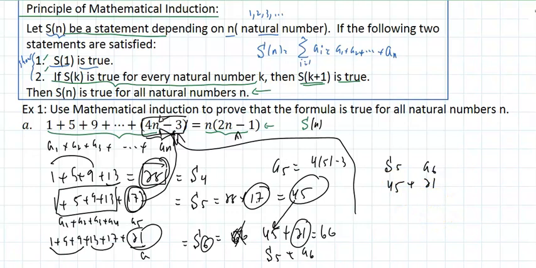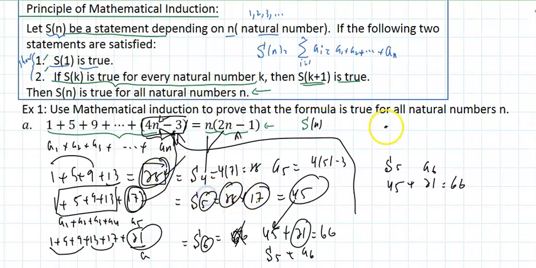Now, that's the left side. Let's talk about the right side. The right side, you'll notice there's a formula for that. So, for s sub 4, throw a 4 in there. Isn't that 4 times 8 minus 1 is 7? And 4 times 7, that's 28. Do you see that?